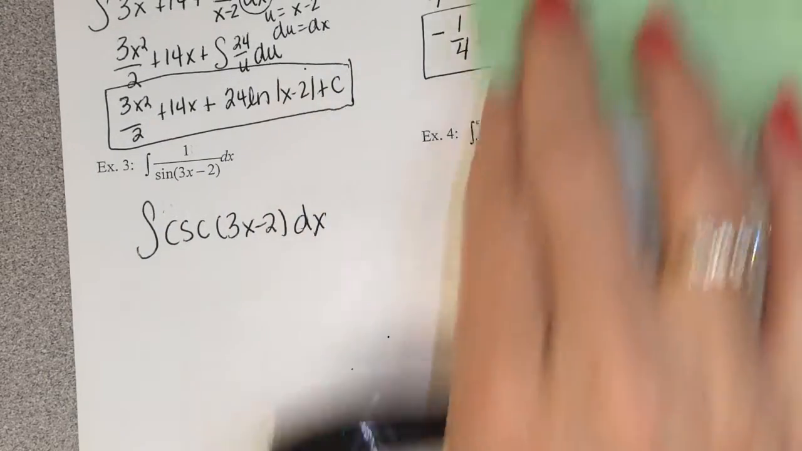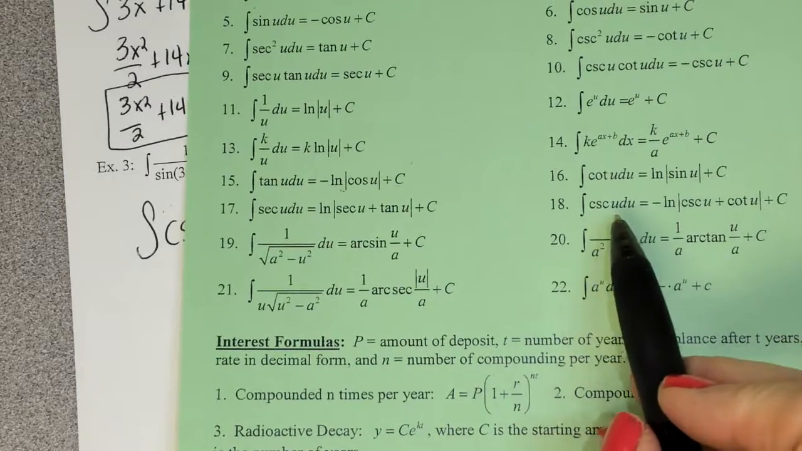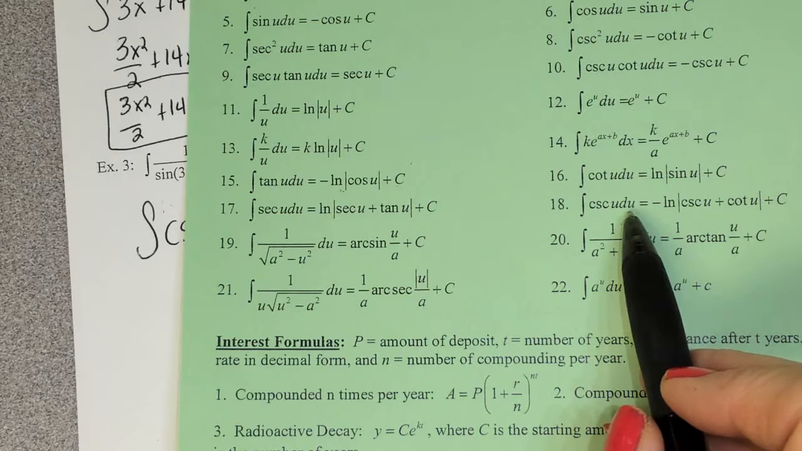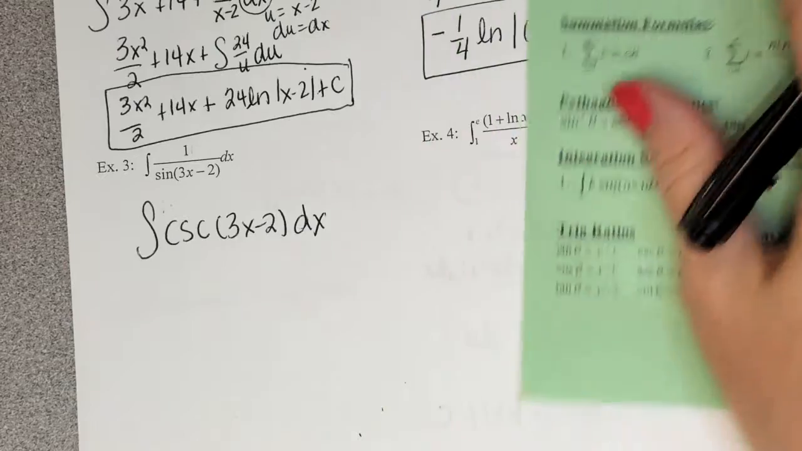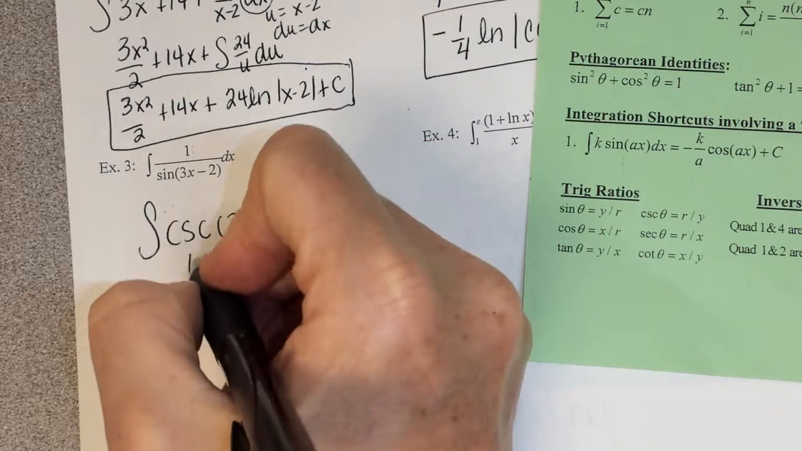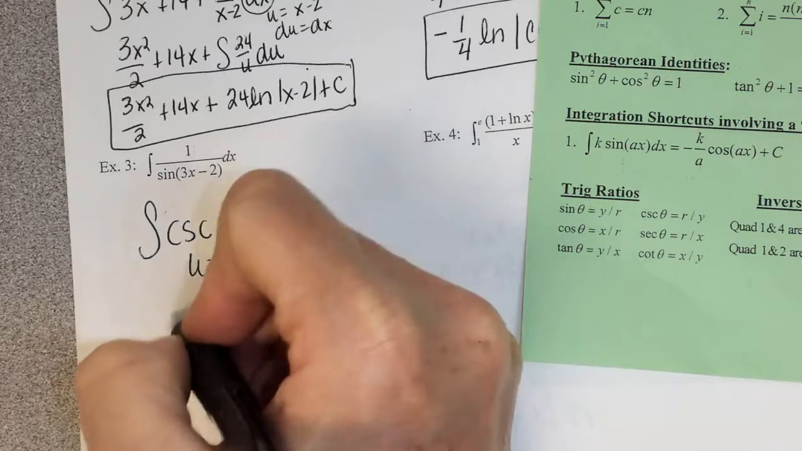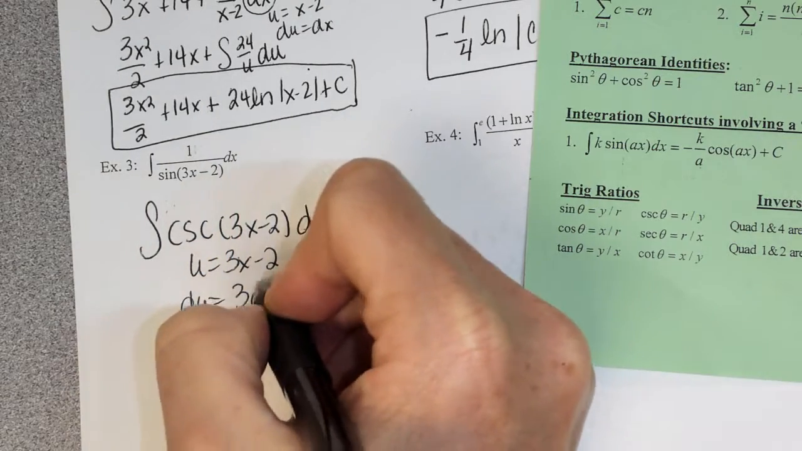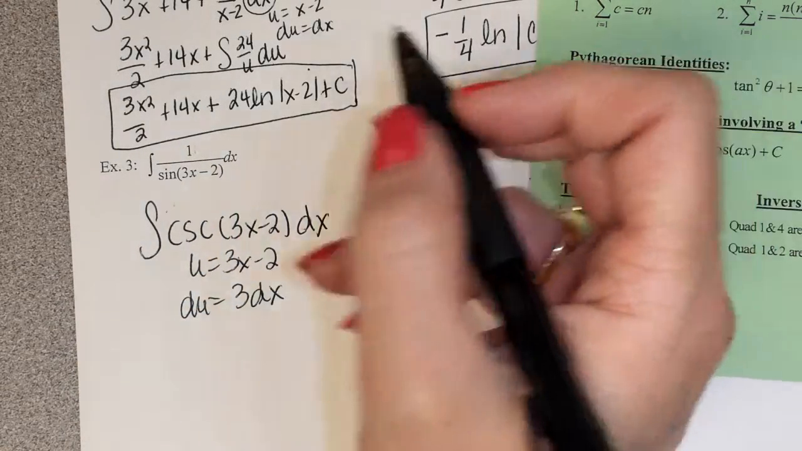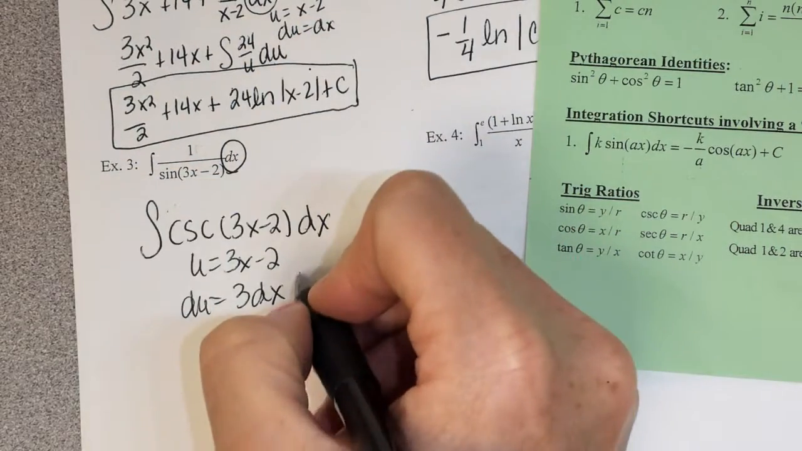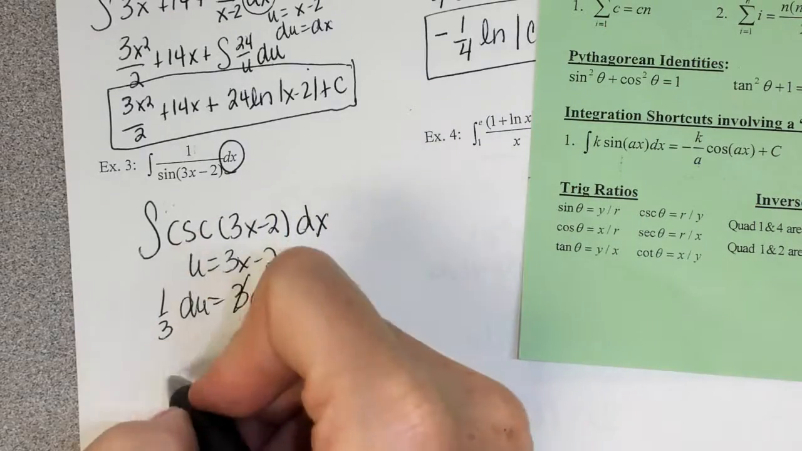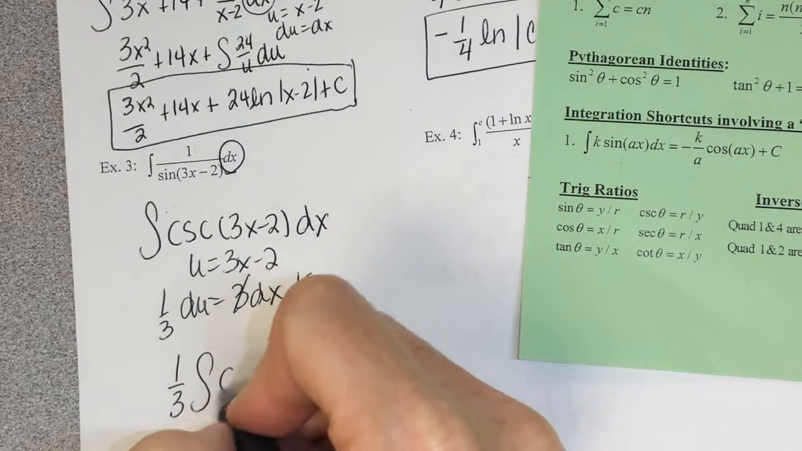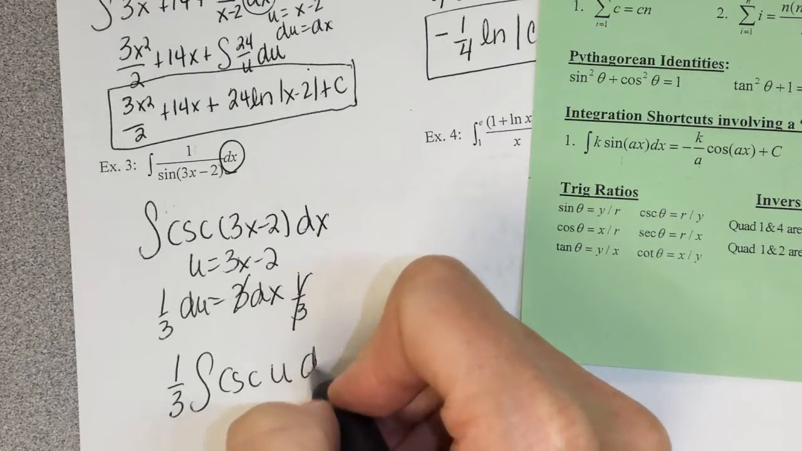And now I can just look at my green sheet for the integral of cosecant. Cosecant is on here. It's number 18. It's negative natural log right there. I do have to have just a u here, though, so u is going to be 3x minus 2. du is going to be 3 dx. So right here's dx. I have to multiply both sides by 1/3. So we're going to have 1/3 the integral of cosecant u du.